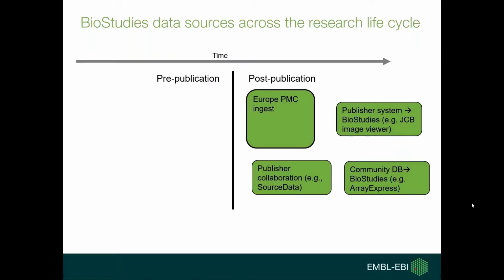This diagram, we will not spend much time on, but the point of this diagram is to show that there are essentially 2 types of entries in the BioStudies database: those that were created post-publication automatically, in this case ingesting data from Europe PMC, and data sets that were prepared actively before the paper was published. And I will have on another slide some data sources on the left-hand side as well.